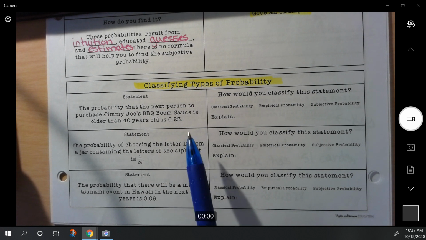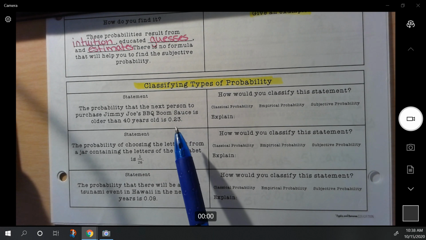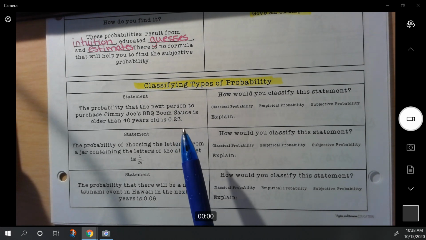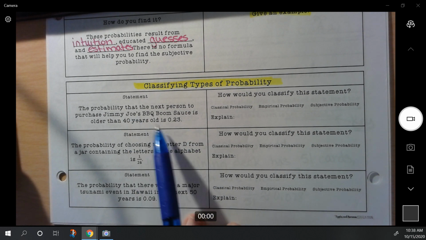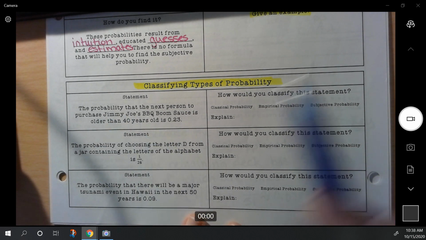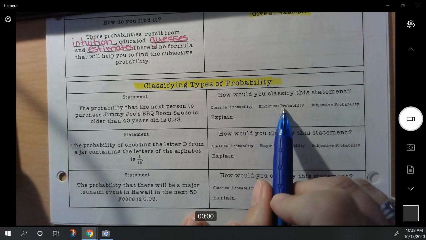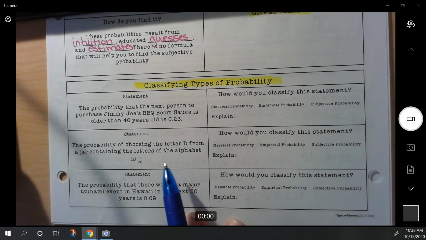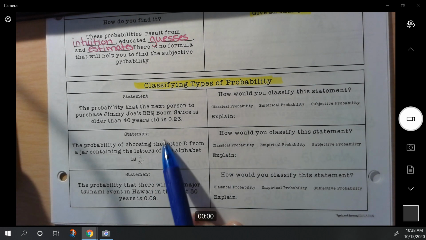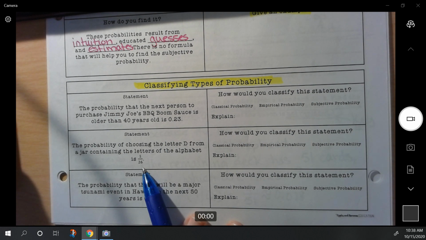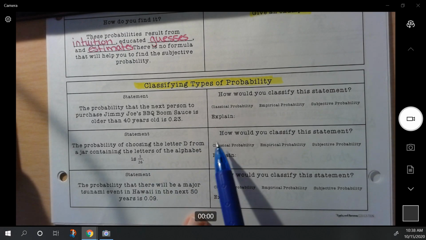So here are 3 examples of types of probability. The probability that the next person to purchase Jimmy Joe's barbecue boom sauce is older than 40 years old is 0.23. That is based on experience and on past records, so that would be empirical because it's based on experience, not a guess. The probability of choosing the letter D from a jar containing the letters is 1 out of 26. That is classical because we know there are 26 letters in the alphabet and only one D, so there's only one way to get it.